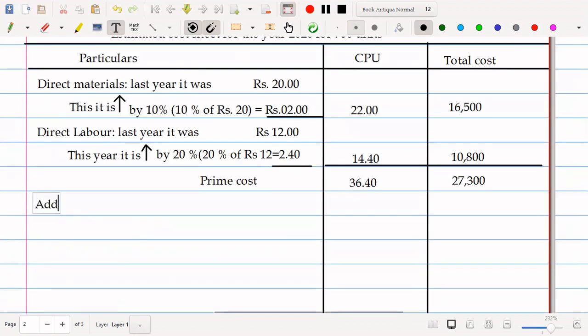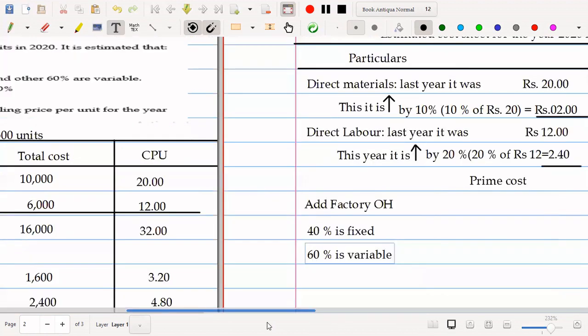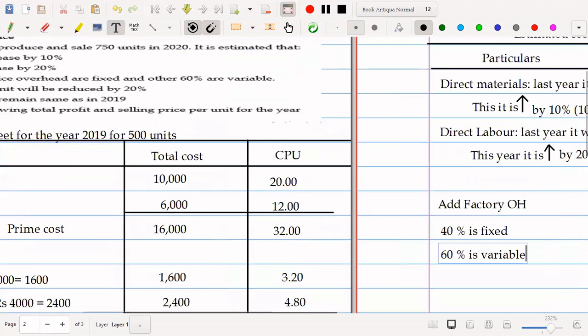Add factory overhead. Factory overhead. As given, 40% is fixed and 60% is variable. Let's take here 40% is fixed and 60% is variable. Let's check this out. Last year, what was the condition? Factory overhead.